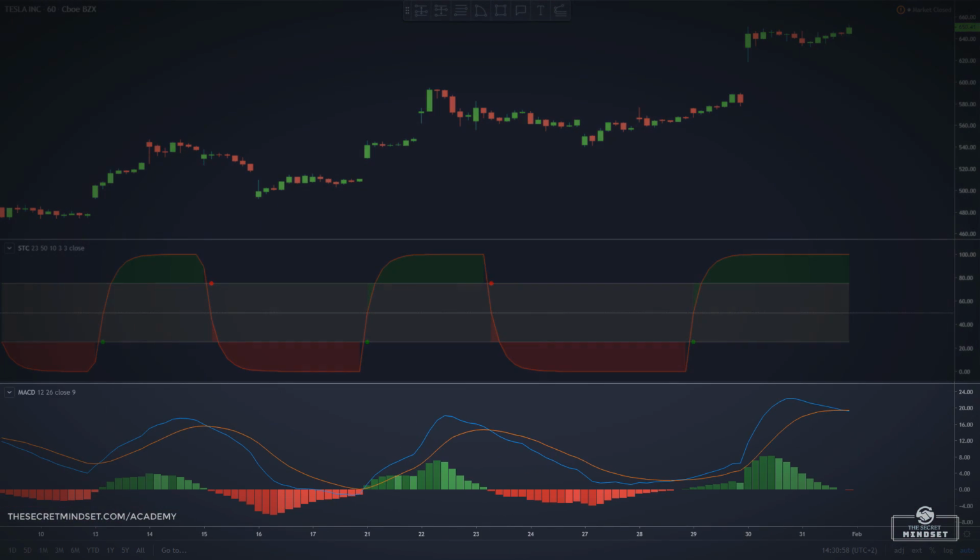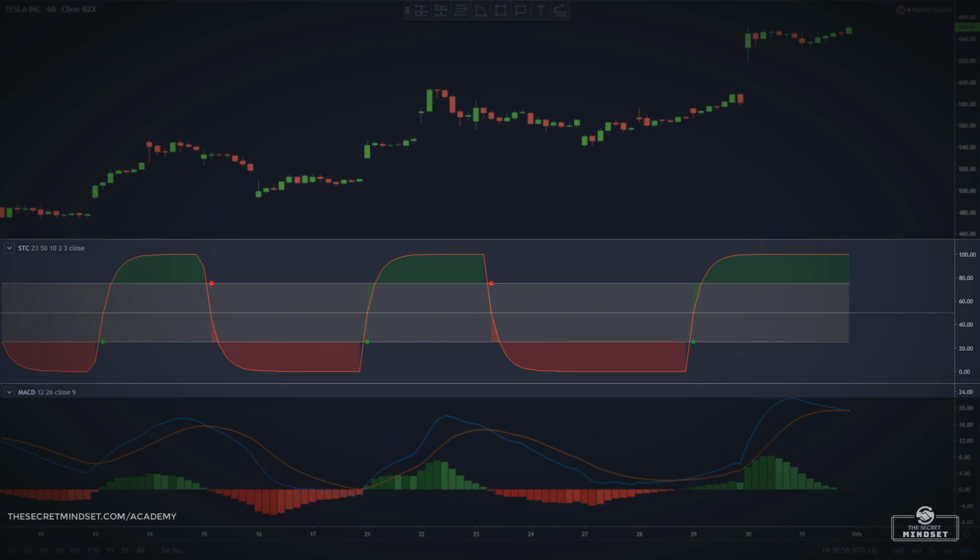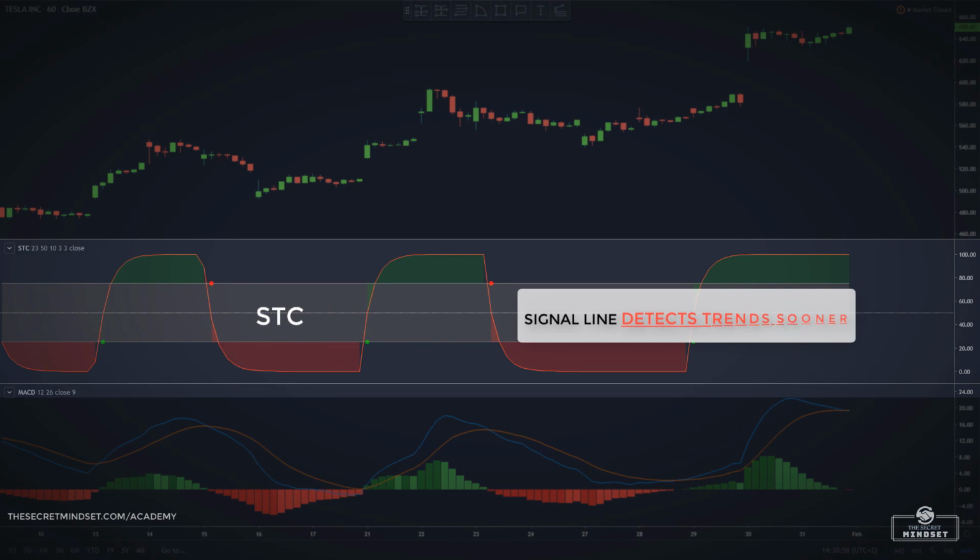Many traders are familiar with the MACD charting tool, which is an indicator used to forecast price action and is notorious for lagging due to its slow, responsive signal line. By contrast, the STC signal line enables it to detect trends sooner. In fact, it typically identifies up and down trends long before the MACD indicator.